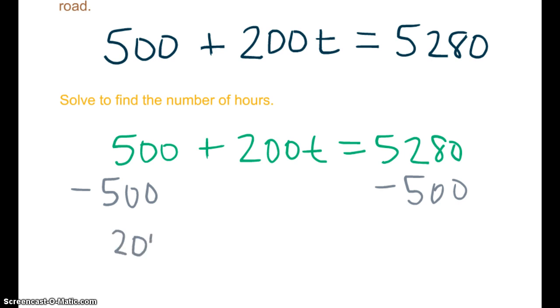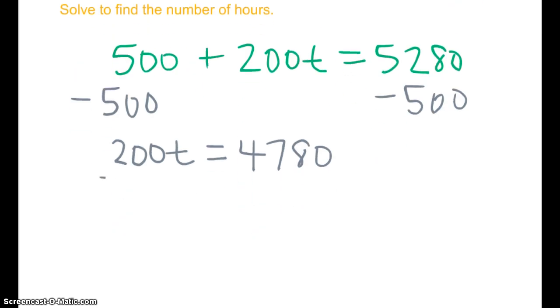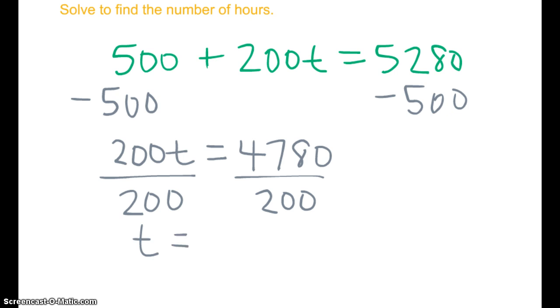So we're left with 200 feet per hour equals 4,780 feet that still needs to be completed. Then we are going to divide by 200, and you should get that the amount of time that it will take the crew, or that it did take the crew, was 23 9/10 hours.